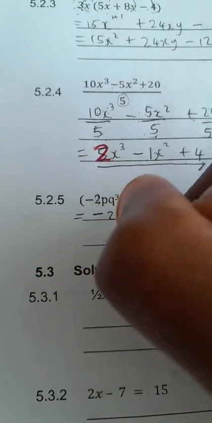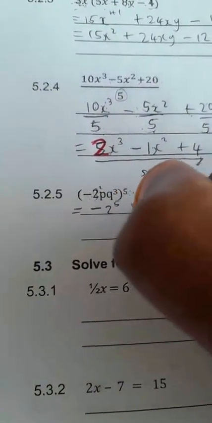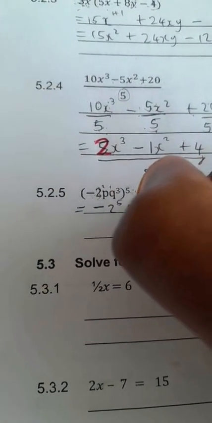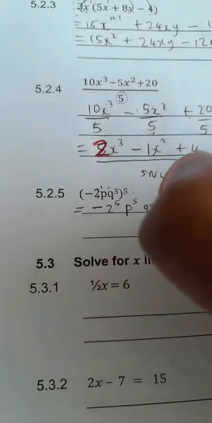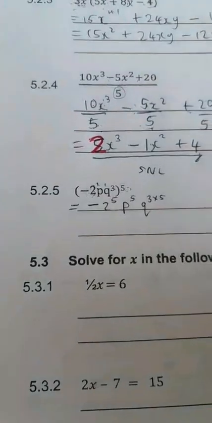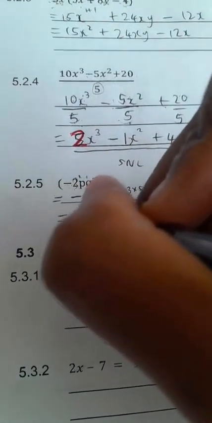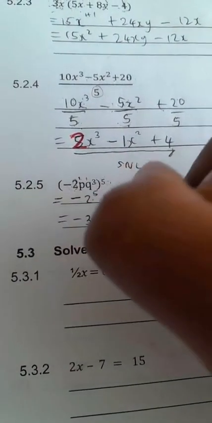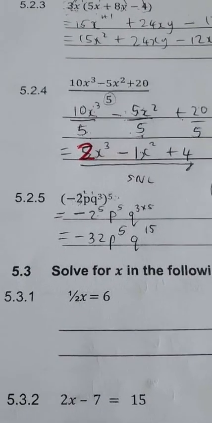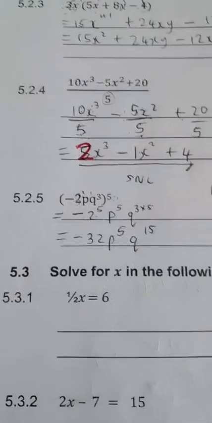Let's apply this. Odd exponent applied to the negative sign stays negative. Then we have 2 to the power, there's a 1 here, 1 times 5 gives us 5. P to the power, there's a 1 there, 1 times 5 also gives us 5. Q to the power 3 times 5, I hope you guys are good. Then we have negative 2 to the power 5, which with our calculator gives 32. P to the power 5, Q to the power 15. So very, very important what we just learned here.